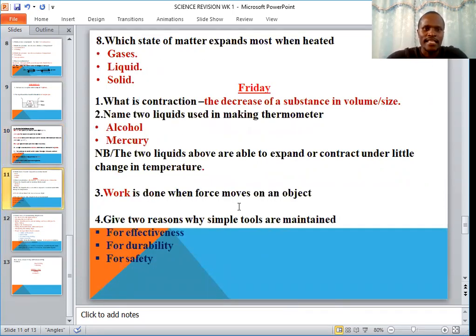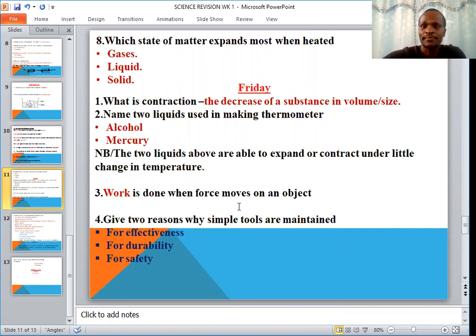Number 8 was asking, which state of matter expands most when heated? I think this is a repetition of the question that we did yesterday. And there I have written them in order, from the one that expands most to the one that expands least. So we have gases expand most, while solids expand least when heated.